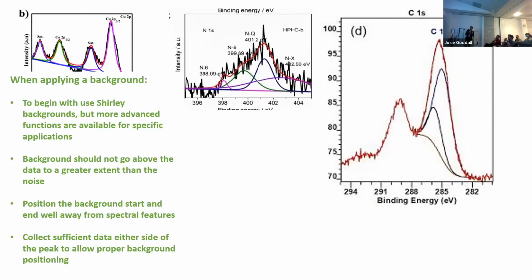And collect sufficient data, I mean the energy range, either side of the peak to allow proper background fitting. So that's a problem that can happen if your peak is, for example, in the top left-hand side here. I think they probably have just cut that graph off. But if their data ended there, then that's not really sufficient. You should collect more data so you have a nice flat region.